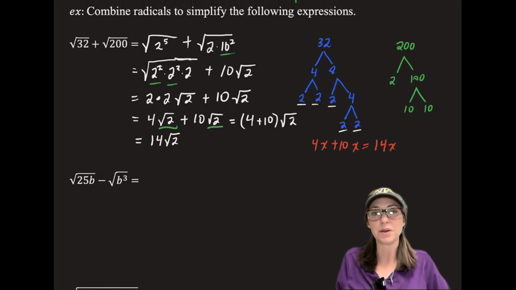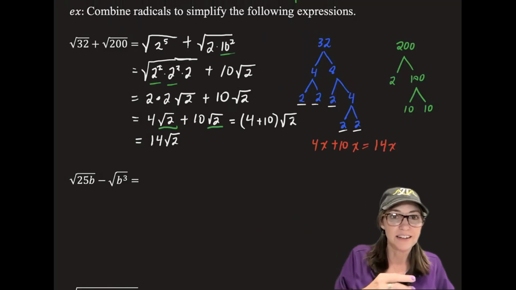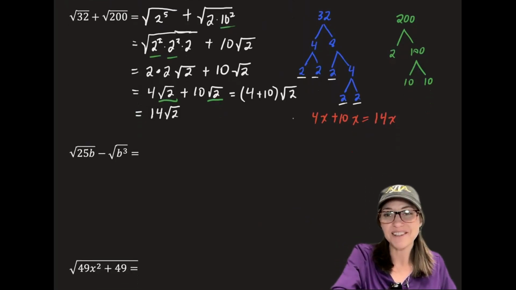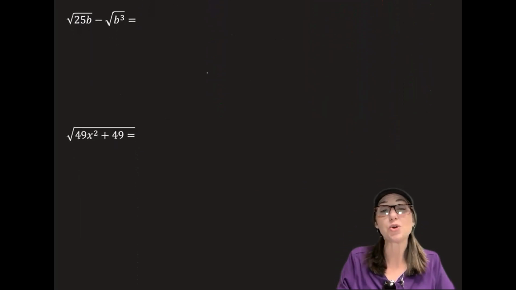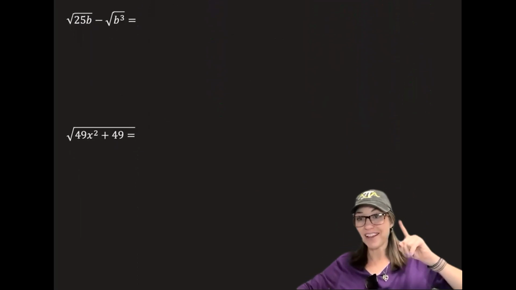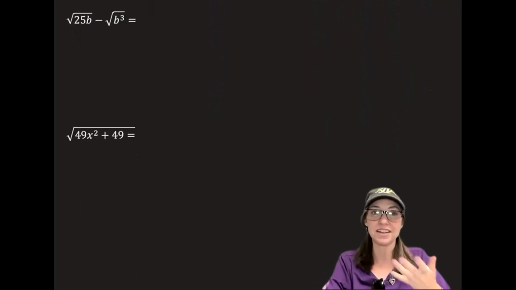So there's another way to do it. All right, let's keep going there. You've seen a few ways on that one. So next we have square root of 25b minus the square root of b cubed. Hopefully you recognize square root of 25 is just 5.